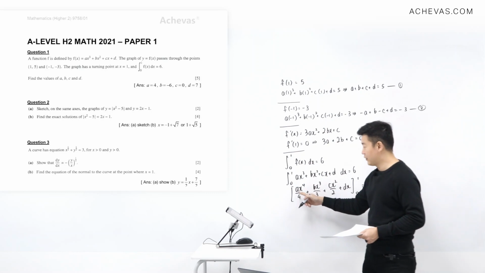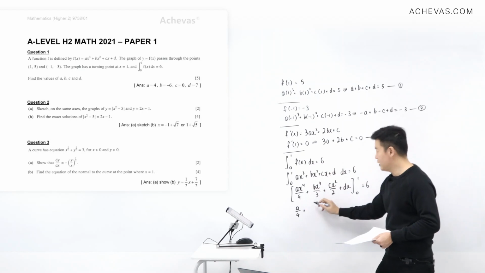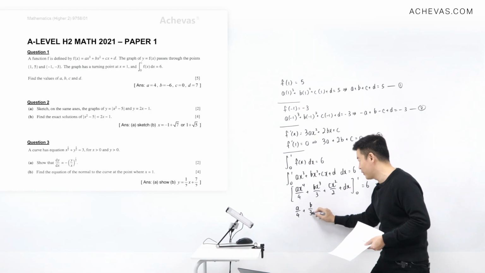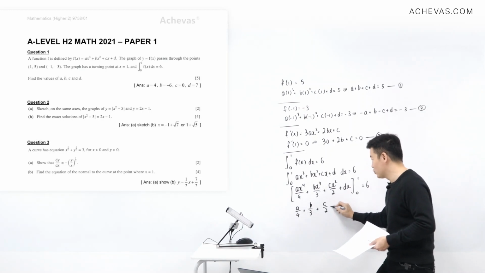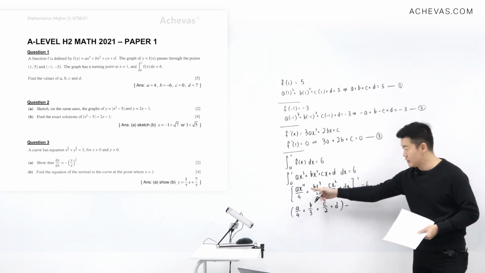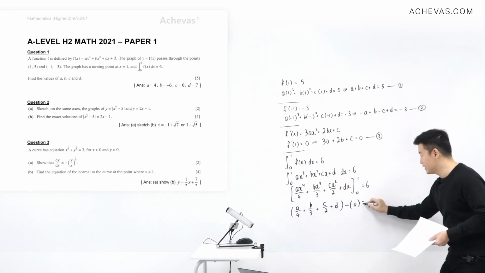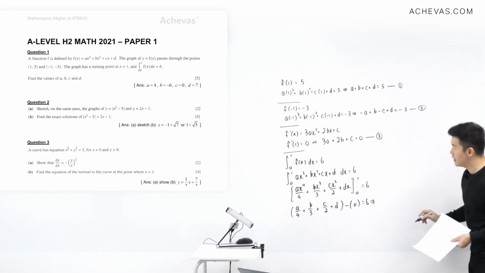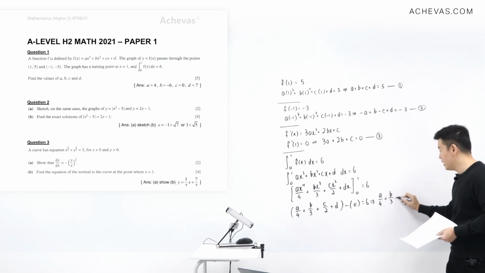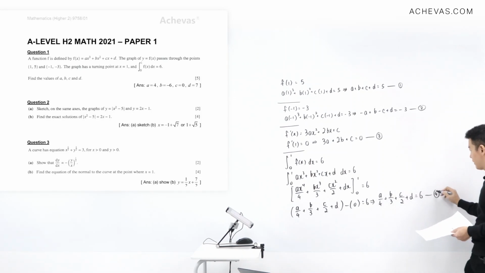Substituting 1 in, we will have a times 1 to the power 4, and that will be a over 4. Then b times 1 to the power 3, and 1 to the power 3 is 1, so b over 3, plus c over 2 plus d. And this is minus the value when x is equal to 0, which gives me 0. So when I substitute 0 in, it's going to give me 0. This is equal to 6. This gives me my fourth equation: a over 4 plus b over 3 plus c over 2 plus d is equal to 6. This is my fourth equation.